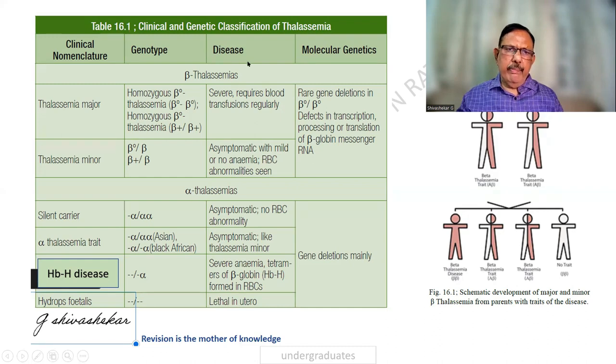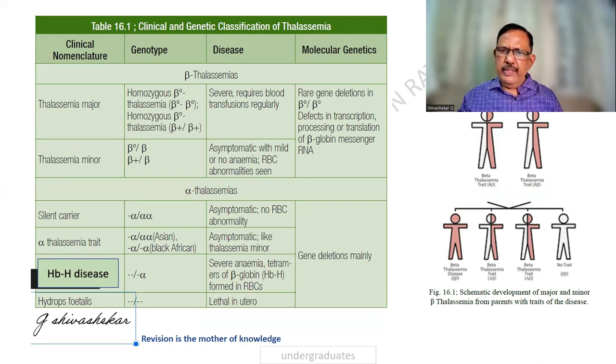Now, basically the beta thalassemia is divided into thalassemia major and thalassemia minor. Major will be about homozygous types, whereas minor will be heterozygous. And this is quite severe, requiring regular blood transfusion, and it is a rare type of gene deletion. Alpha thalassemia we shall be seeing in the respective class.